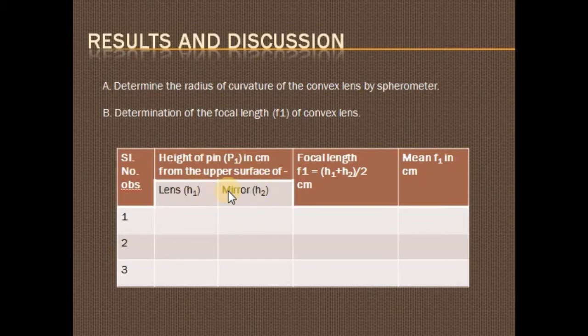Then from these two values you can find out the focal length of the convex lens by these relations, and simultaneously you have to take 3-4 data by repeating the same procedure, and after that you have to find out the mean of these values. So that will give you the overall focal length of the convex lens.